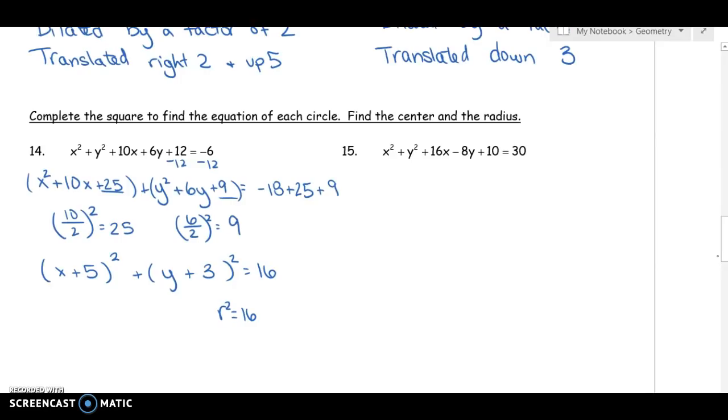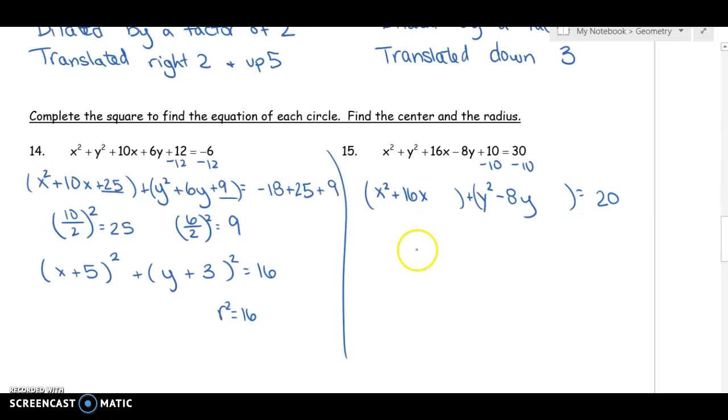15 is very similar. We're going to group the stuff together. So x squared plus 16x, leave a little bit of space. y squared minus 8y. I'm going to move the 10 over. I get equals 20. Okay. And so then what we're going to do is complete the square. You take half of 16 and you square it. So that'll be 64. And so you add that to the other side as well.